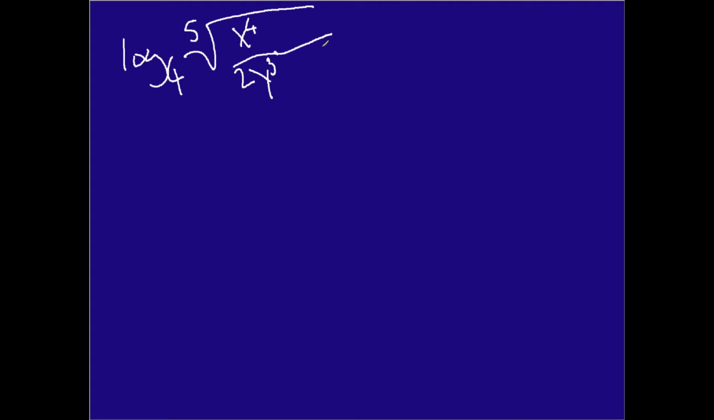Let's do the next example, and this one's kind of messy. Here's our next example. We have log base 4 of the 5th root, and inside that we have x to the 4th over 2y to the 3rd, and then we have z to the 2nd power. So this is quite a messy problem.